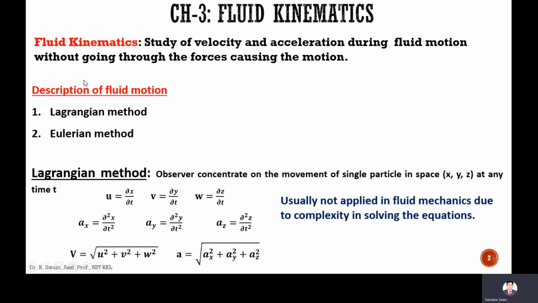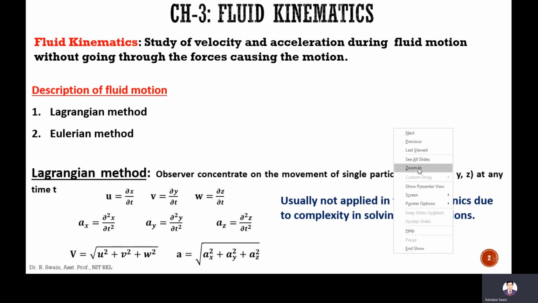There are two methods by which fluid motion is usually described. The first one is the Lagrangian method. A motion can be described using these two methods. In the Lagrangian method, the observer concentrates on the movement of a single particle in space.